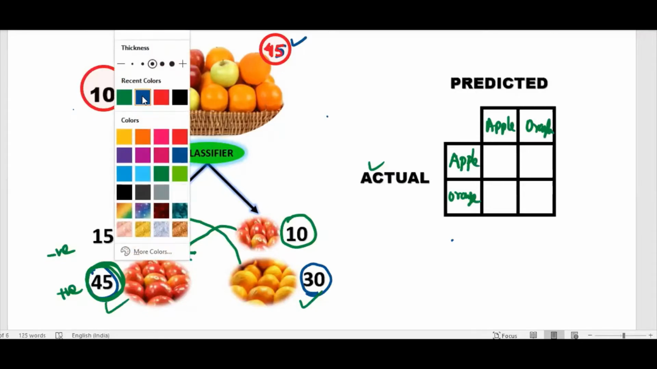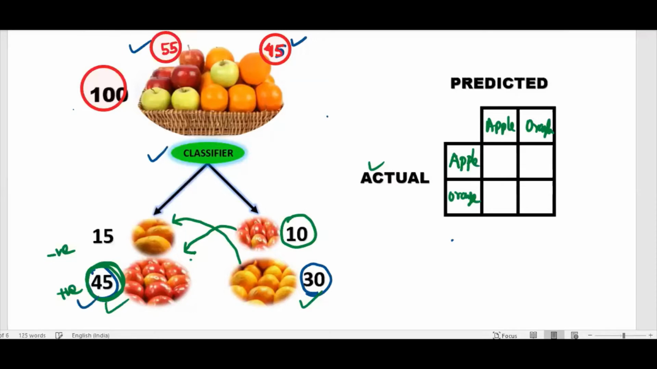Now the 45 I mentioned, I'll write here. Apple, apple. That means this side we wanted for the positive apples. For 55 we wanted, but we got 45. Whatever classifier we use that predicted 45 properly. So this way, this is actual and this is predicted. Predicted number of apples 45, and there were 45 out of 55. 45 were apples and 10 were also apples, but they went this side. Okay, so we'll manage this one later.